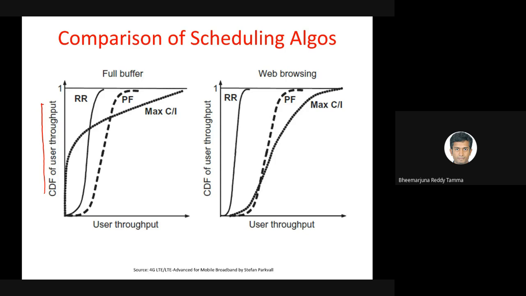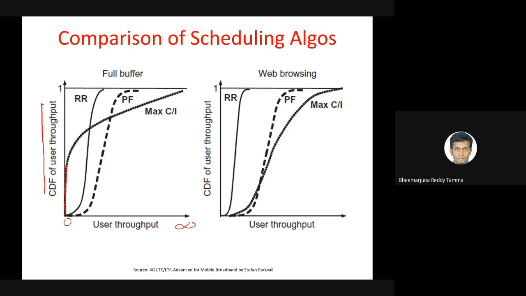What it is saying is that maximum throughput, or maximum CQI, is always going with the user that has the best channel condition. Because of that, most of the users are getting very poor throughput or almost zero throughput. So here it is a throughput of 0, or a very high value.